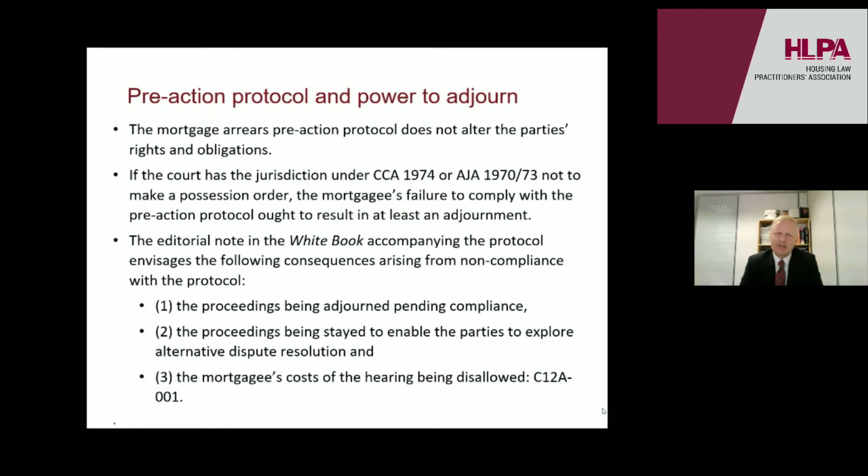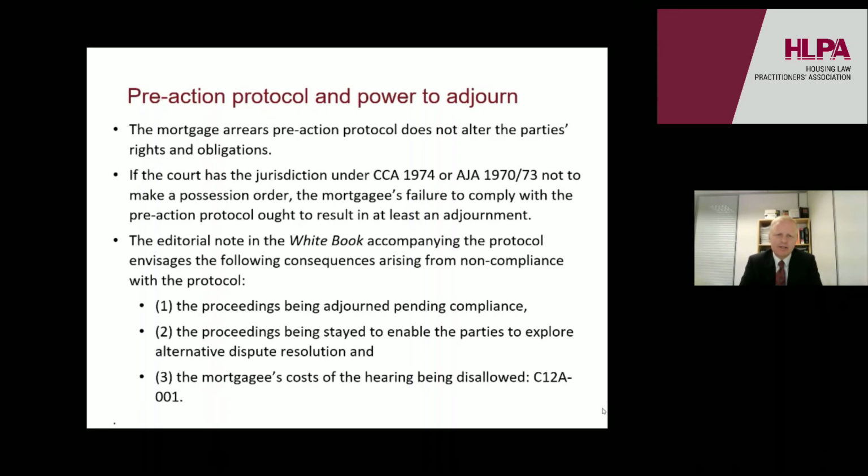Just briefly, I want to focus on the pre-action protocol before moving on. The pre-action protocol does not alter the parties' rights and obligations. So you may say, well, what use is it at all? Because if the lender doesn't comply with the mortgage pre-action protocol and comes to court and asks for a possession order and is entitled to a possession order, the failure to comply with the protocol won't stop the court from making an order. But that's not right, because the court may have jurisdiction under the Consumer Credit Act 1974 or the Administration of Justice Act, if they apply, not to make a possession order.